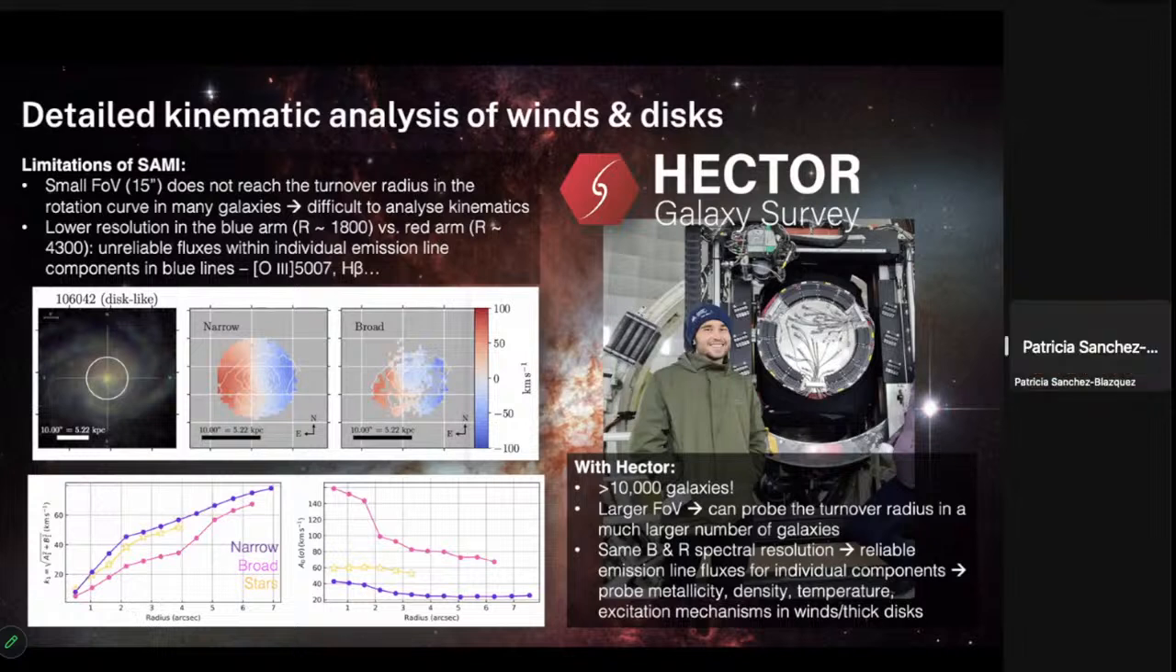Can I have a last question? Yes, sure. Can you give more details about the Hector survey, like the sample, how it was selected? I haven't really been involved in the sample selection process, but I think it's a combination of cluster fields and WAVES fields, with the intention of targeting galaxies that are going to have really good multi-band photometry from other surveys, radio coverage and things like that. Okay. Thank you.